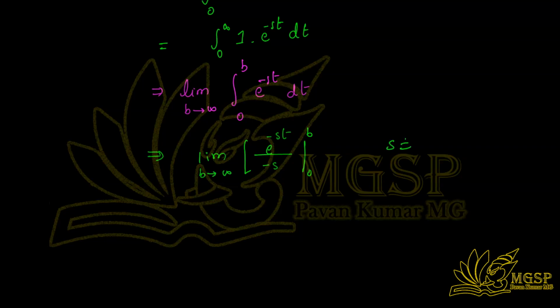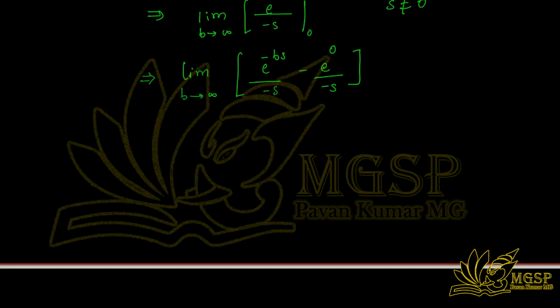You should know that s is not equal to 0. Now consider the limit as b tends to infinity. Apply the limit: e power minus b s, replacing t with b, divided by minus s, minus e power 0 divided by minus s. Next, it becomes the limit as b tends to infinity of e power minus bs by minus s, plus 1 by s. At this stage we are left with this term.